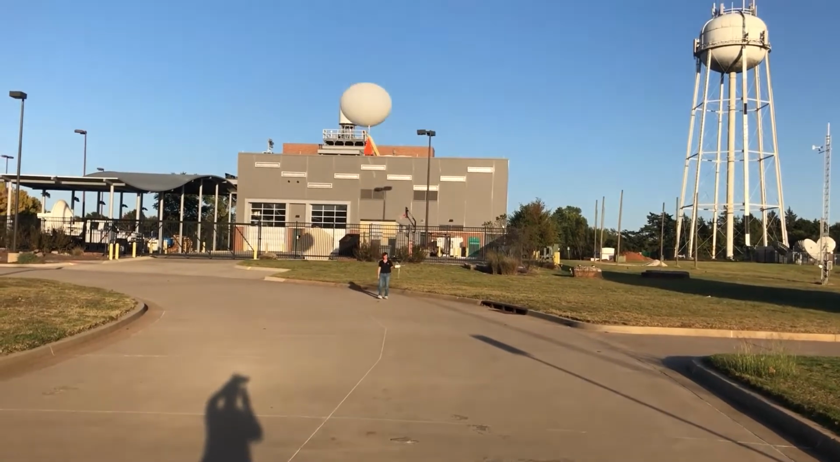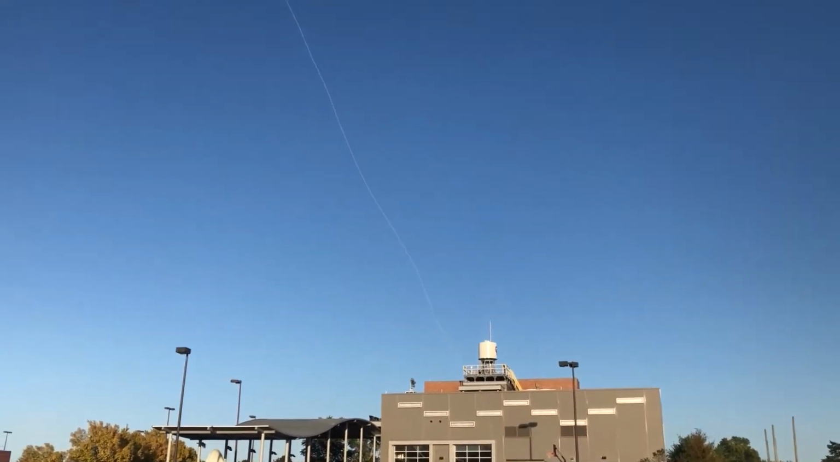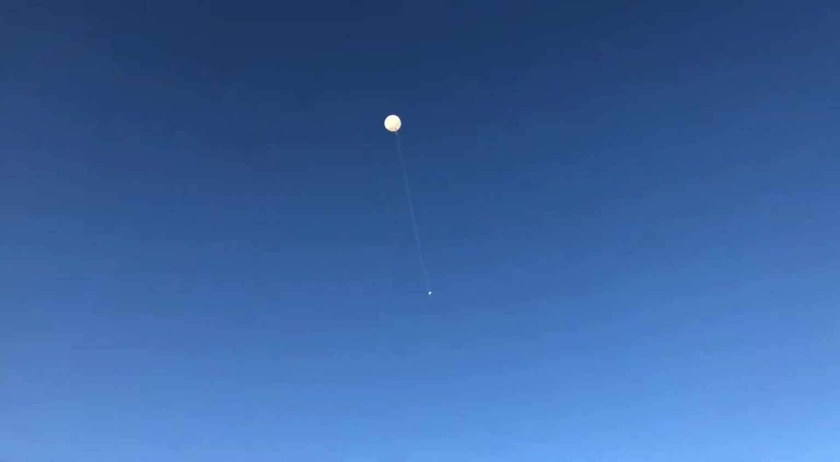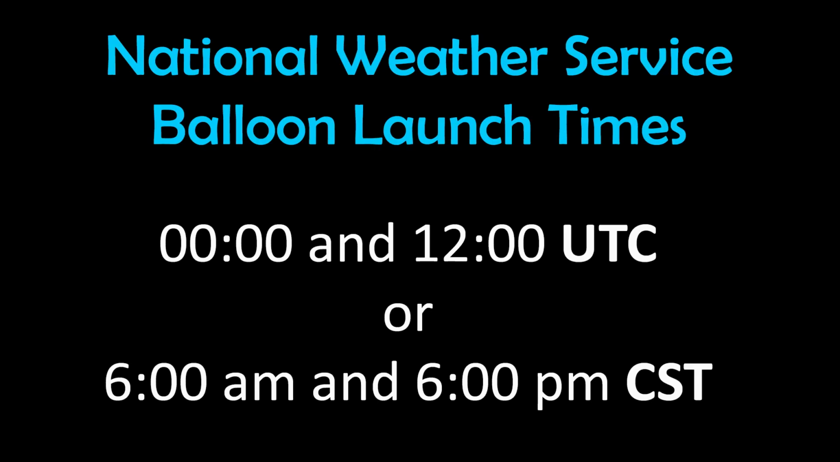Now these balloons are launched by the National Weather Service twice a day, every day, from over 90 locations across the country. Those launch times are synchronized so that everybody launches their balloons at the same time. The times that those are actually launched are at 0 or midnight and 12 o'clock Universal Coordinated Time. Now here in Nebraska, this time of year, when there's no daylight saving time, that is 6 o'clock in the morning and 6 o'clock at night.